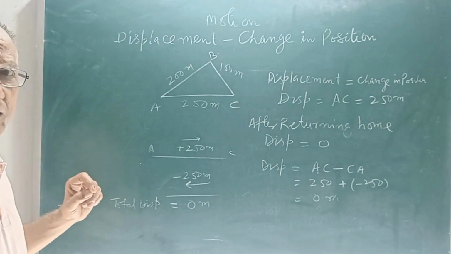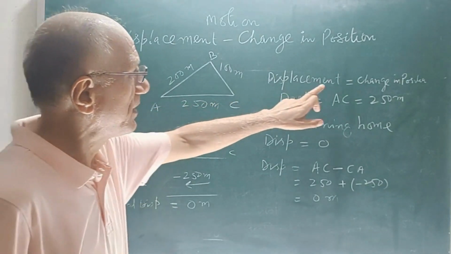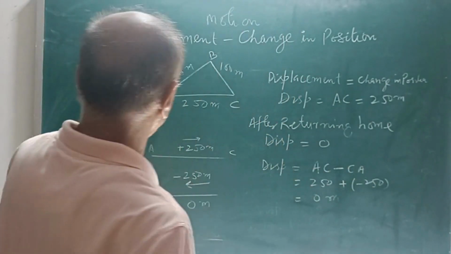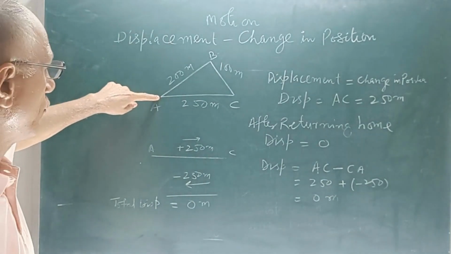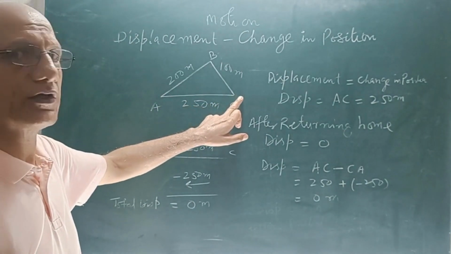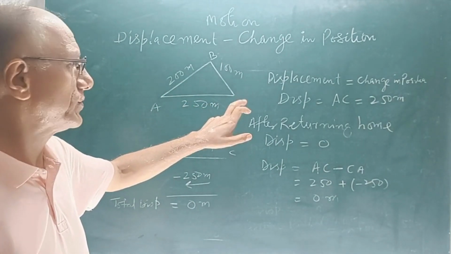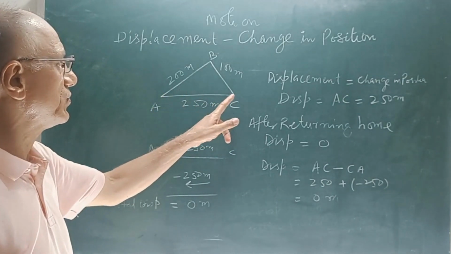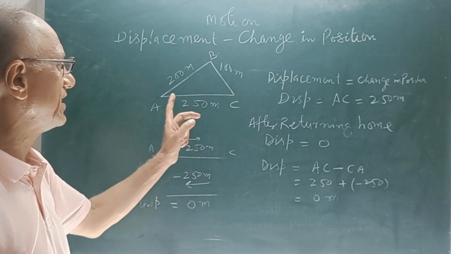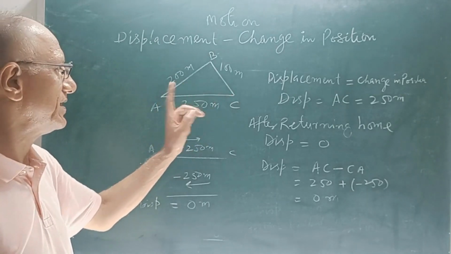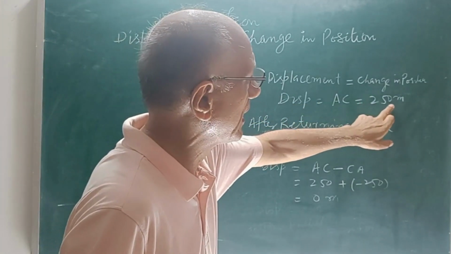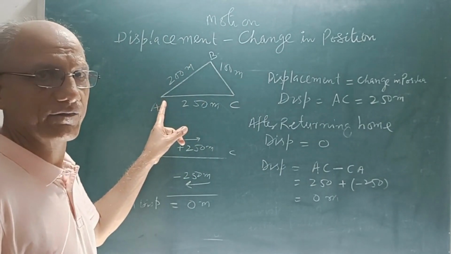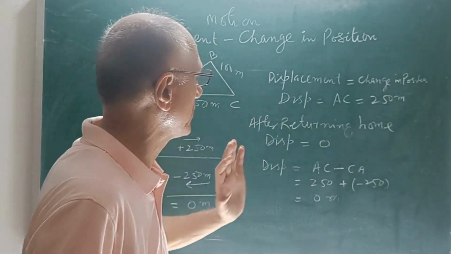As far as displacement is concerned, displacement is change in position. That means initially his position was at home A, and finally his position was at his friend's house, that is C. So the displacement will be the change between the two positions, A and C, that is the distance AC, and that is 250 meters. So this is the displacement of the boy, 250 meters.